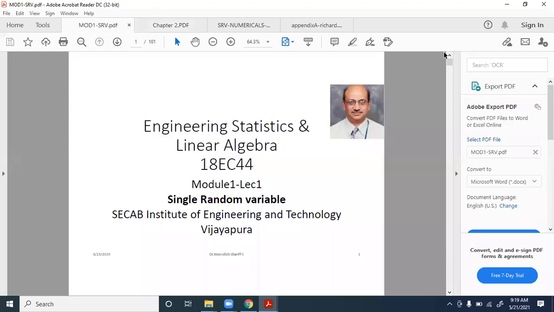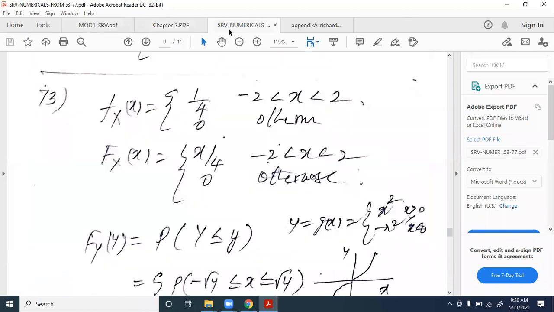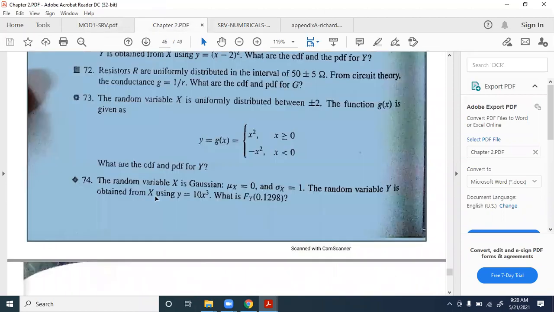So we are doing the single random variable. This is engineering statistics and linear algebra. We were trying to solve some of the numericals associated with the chapter. Okay, we need to solve 73, but in 73 I think I might have made some mistake in the solution over here. So we'll do that tomorrow. We'll take up numerical 74.